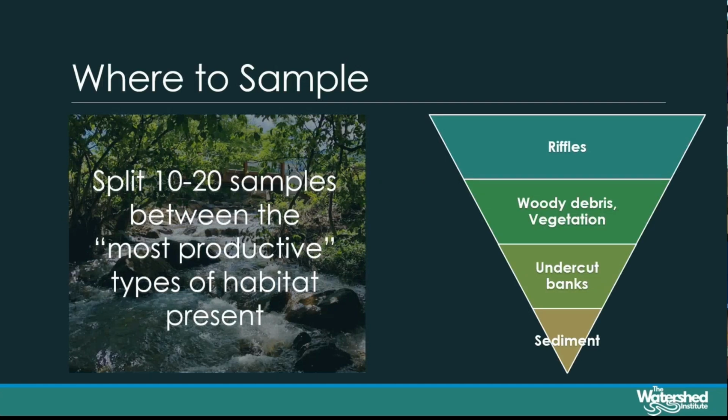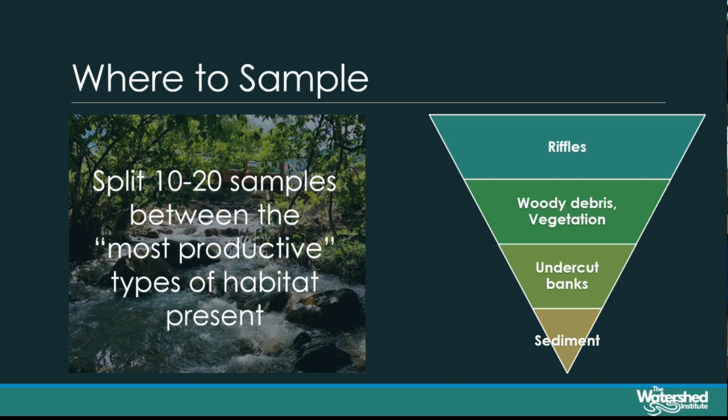So when we actually go out to sample, we pick our 100-meter stretch, our furthest downstream point, our furthest upstream point. And our goal within that 100-meter stretch is to take 10 to 20 samples from the most productive habitat. We want to hit all the different habitats within that 100-meter stretch, but we want to focus our efforts where we'll actually find the bugs.